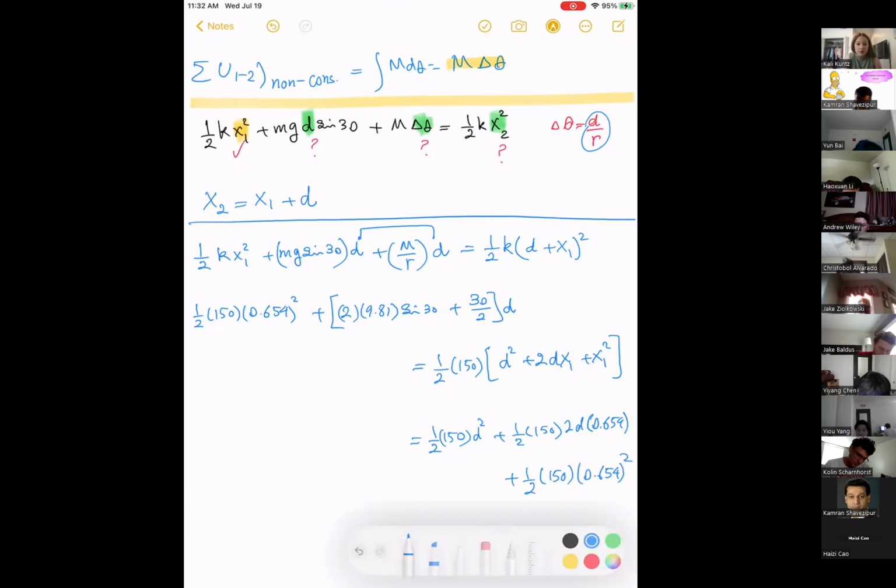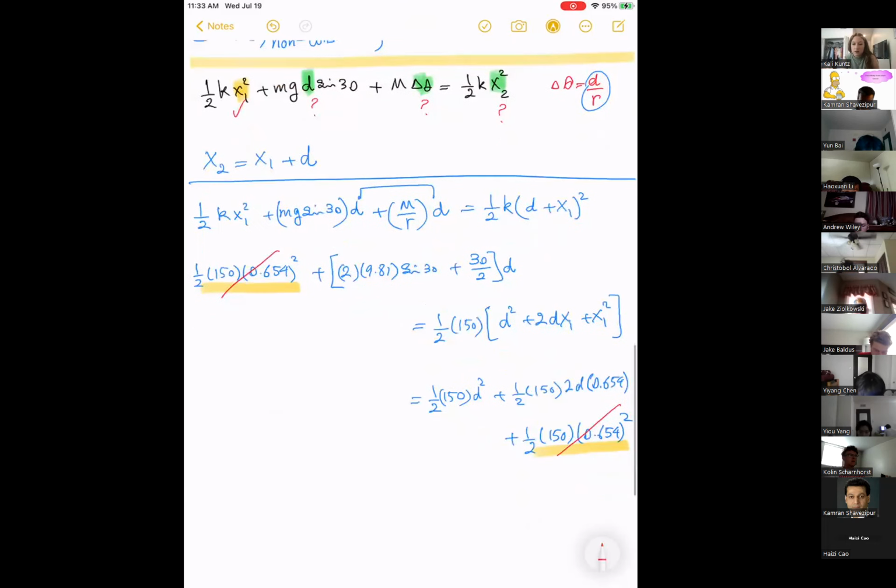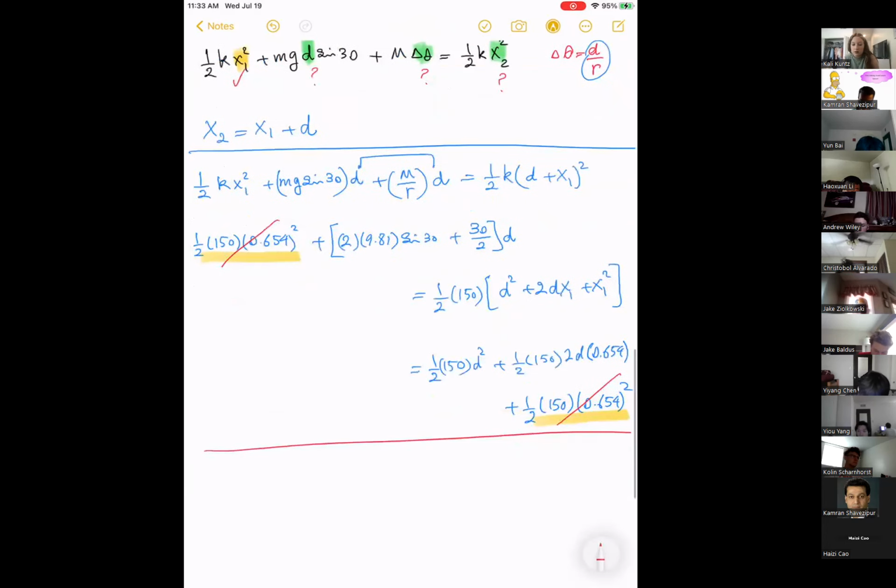You see, I have half 150.654 square, half 154.614 square. So I can cancel out this at the two sides. You don't even have to calculate it, right? So you can see we're going to develop a quadratic equation, right? So let me calculate all of these parameters, get the numbers. So this goes to a simple shape.